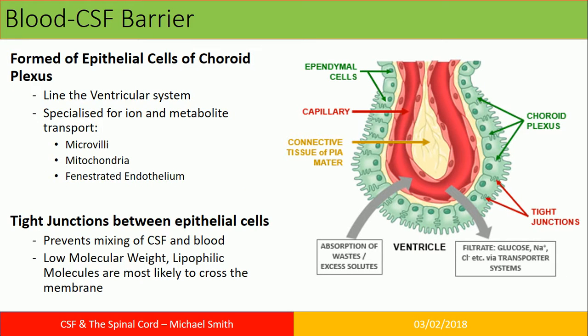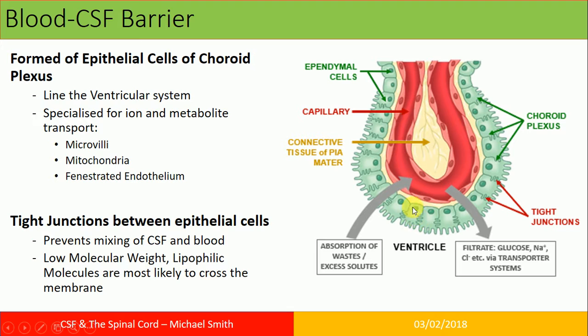So first I'll talk about the blood CSF barrier. So surrounding our ventricular system, as we've said, we have this choroid plexus where the ependymal cells produce our CSF. But we also have these epithelial cells, and these epithelial cells have tight junctions between them. And this means that the blood here, which is running between the neural tissue and our ventricle, is unable to pass directly through into the ventricle.